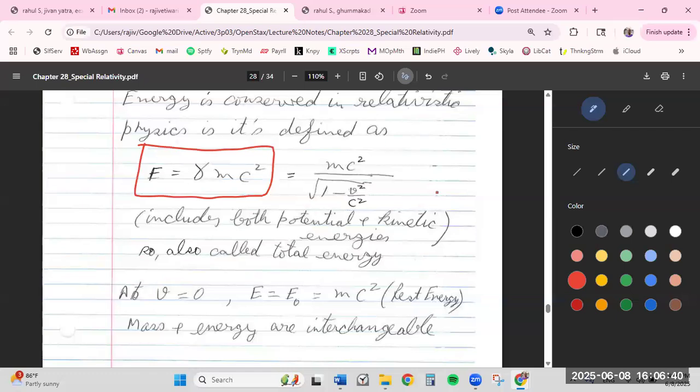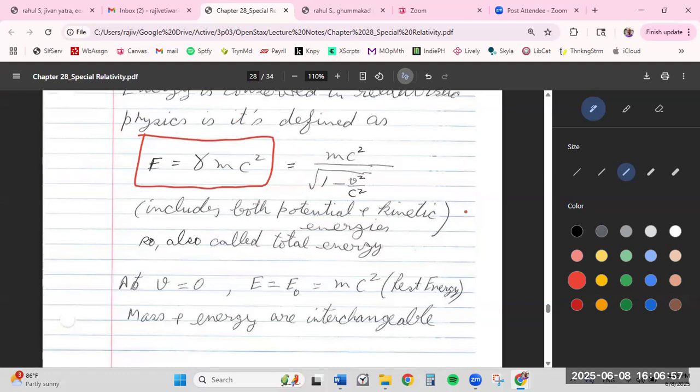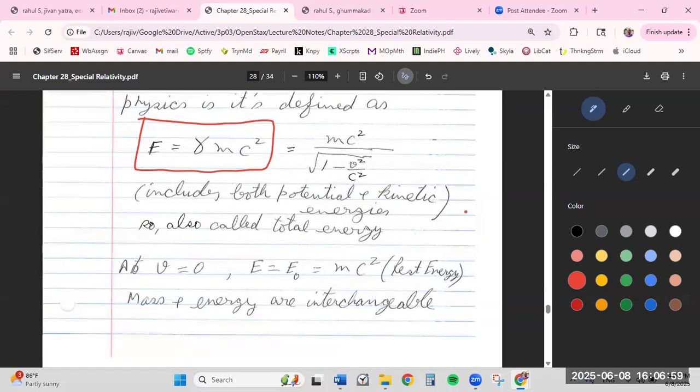Now, this is the total energy. You'll remember from first semester that we studied different forms of energy. The E here includes both the potential and kinetic energies. And this is called the total energy. Now, if an object is stationary at v equals 0, E is equal to E naught. We call that the rest energy. It's the energy of an object at rest.